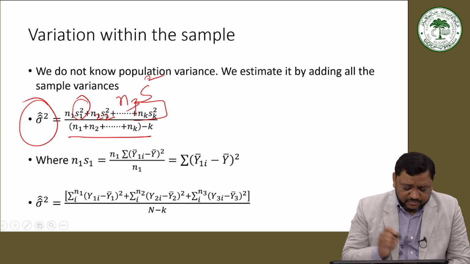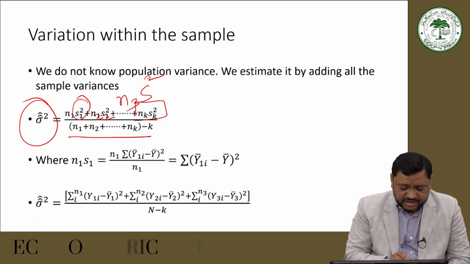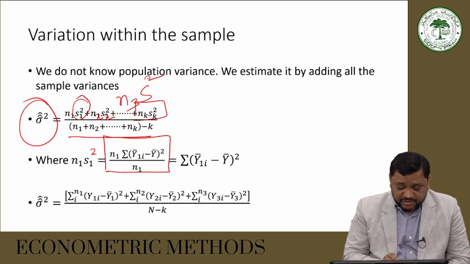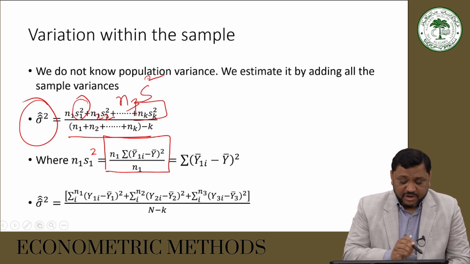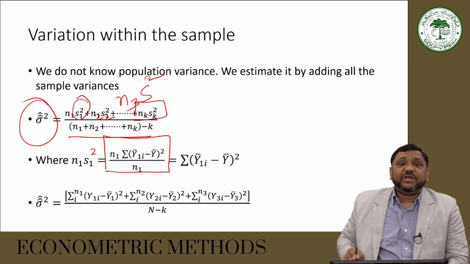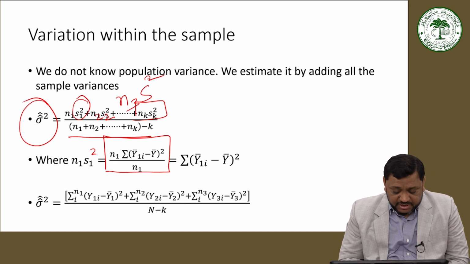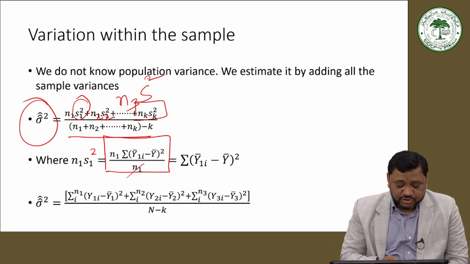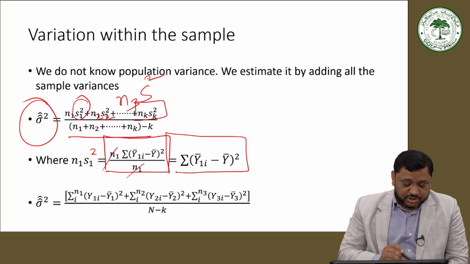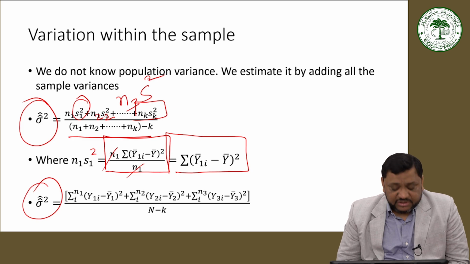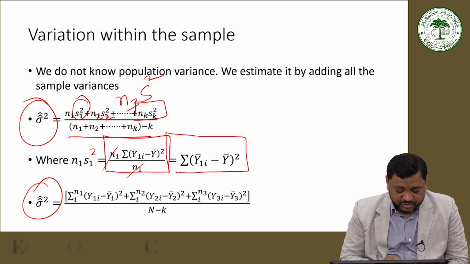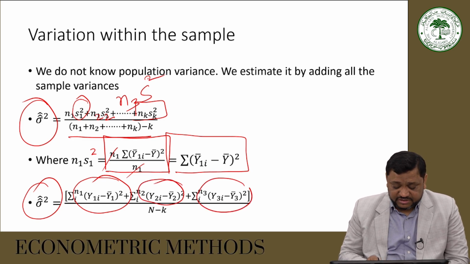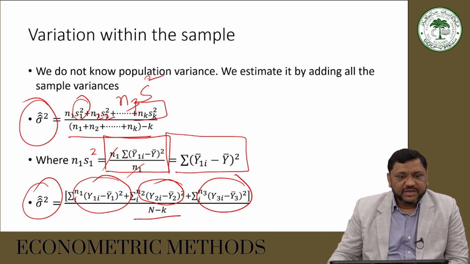Now this n1 s1 square is equal to n1 times the mean of the first variable minus the mean where we have taken all three together, that is the grand mean, divided by n. So n is cancelled, and we are left with this. So finally we define sigma double hat square as the summation of this for the first series, then the second series, and then the third series, divided by n minus k.